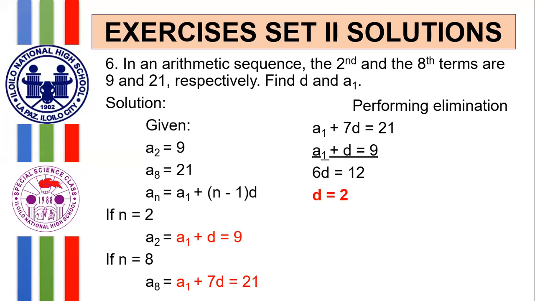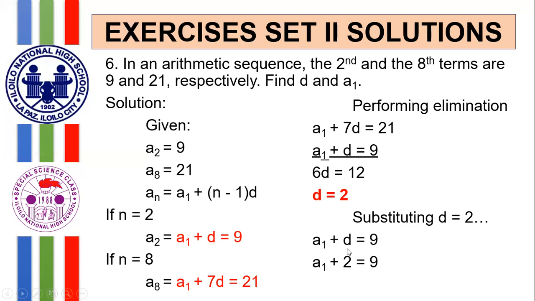With d equals 2, we can now solve for the first term by substituting d equals 2 either to the first or to the second equation here. In my case, I chose a sub 1 plus d equals 9. So substituting d equals 2, you have a sub 1 plus 2 equals 9. Minus 2 both sides gives you a sub 1 equals 7. Hence, the common difference is 2, and the first term of this arithmetic sequence is 7. I hope you got it.